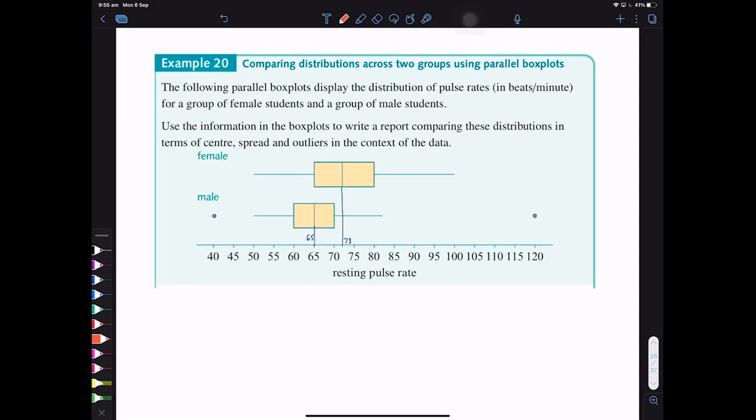Now let's have a look at the ideas here. The parallel box plots display the distribution of pulse rates in beats per minute for a group of female students and a group of male students. Instantly, you can see numerical and categorical.